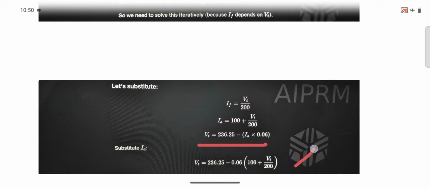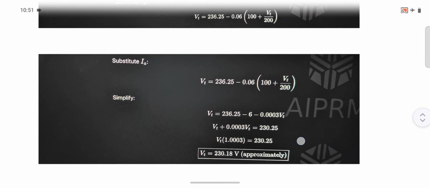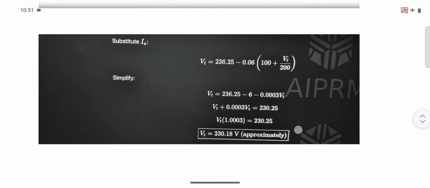Then terminal voltage is equal to this one. Now we will put the value of IA in this equation. Then we will get Vt is equal to this. Okay, now we can solve and find terminal voltage. After substituting, we will get the value of terminal voltage, which is equal to 230.18 volt.